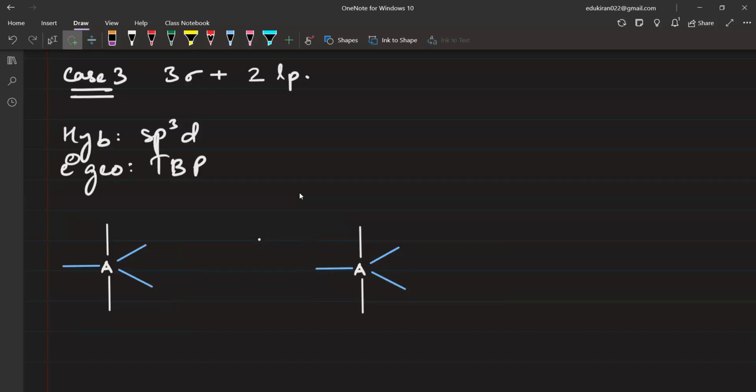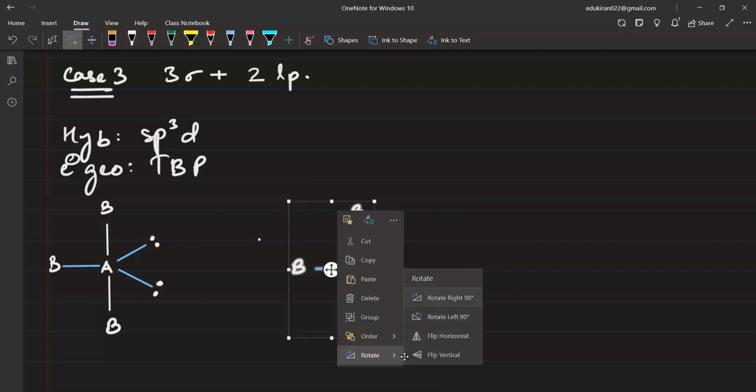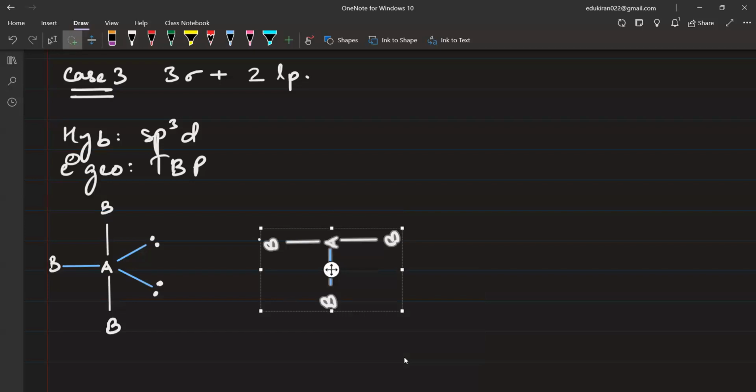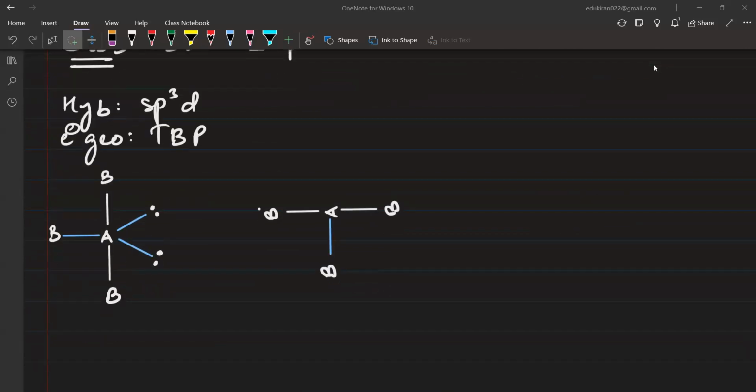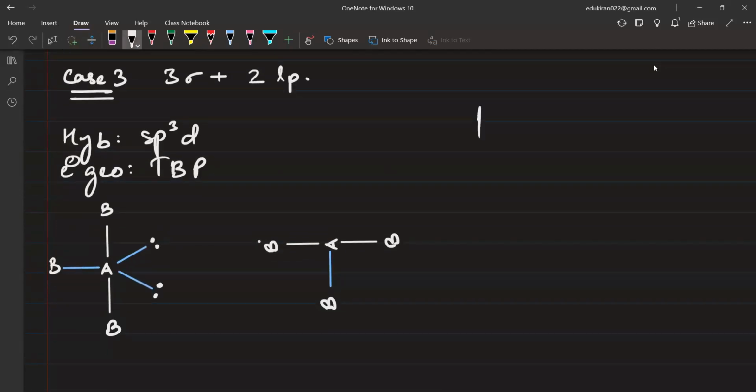If we are going to make the shape, where will we keep the lone pair electrons? I will keep the lone pair electrons on the equatorial position, right? And the B atoms will be like this: B, B, and B. If I talk about the shape, I will ignore the lone pairs, and I will only write B, B, and B. If you look at this particular shape, what name would you give? Seesaw? Seesaw is not like this, seesaw is like this. Don't you see the difference? What name would you give for this shape?